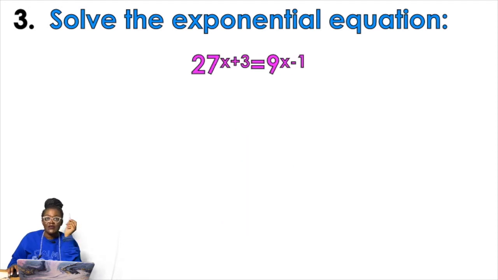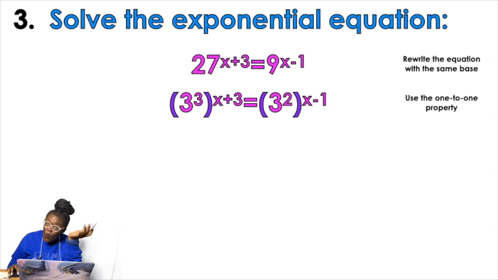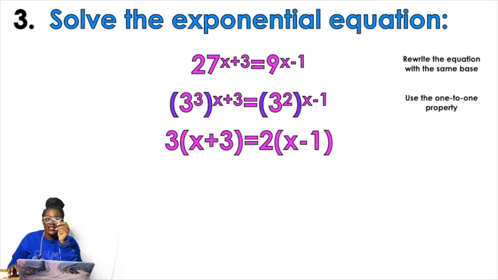Now I have 27 to the x plus 3 and 9 to the x minus 1, and it's like, wait a second, how do I get 27 and 9 to match? Well, I would rewrite them with the same base. What number could I turn 27 into and 9 into that would be the same number? 3. 27 is 3 cubed and 9 is 3 squared. Now that they're the same base, I can use my one-to-one property, which states that if my bases are the same, the exponents are equivalent to each other. So I'm going to do 3 parentheses x plus 3 equals 2 parentheses x minus 1.